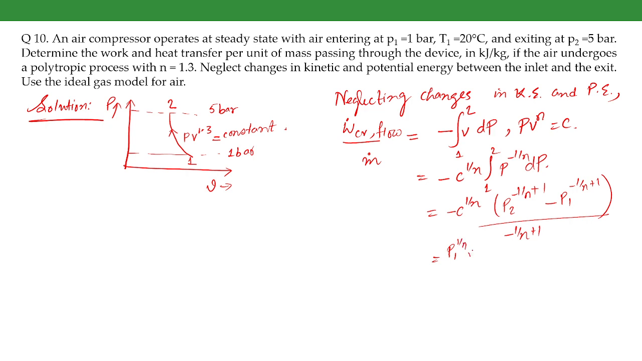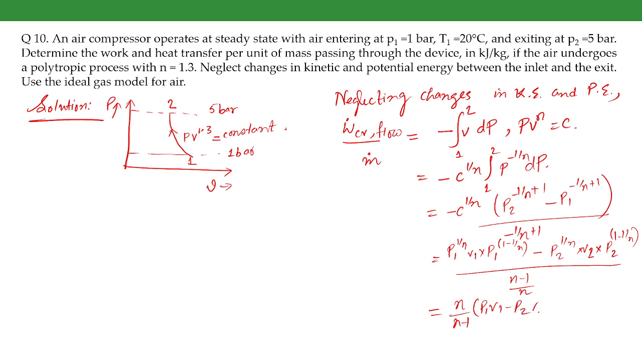to the power 1 by n V1 multiplied by P1 to the power 1 minus 1 by n, minus P2 to the power 1 by n into V2 multiplied by P2 to the power 1 minus 1 by n, divided by n minus 1 by n. So this comes out to be equal to n by n minus 1 times P1 V1 minus P2 V2, and this P1 V1 minus P2 V2 for an ideal gas can be written as R times T1 minus T2.